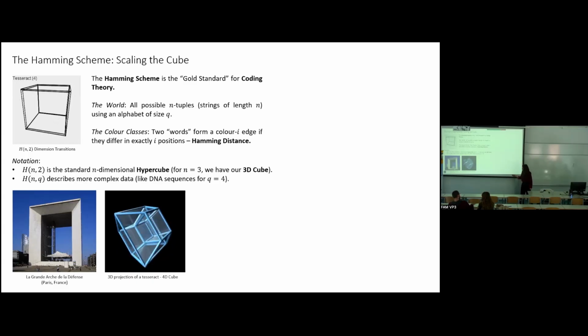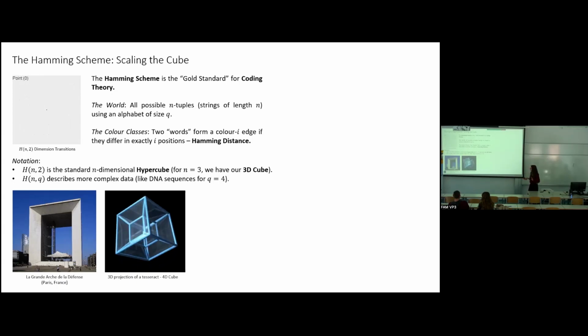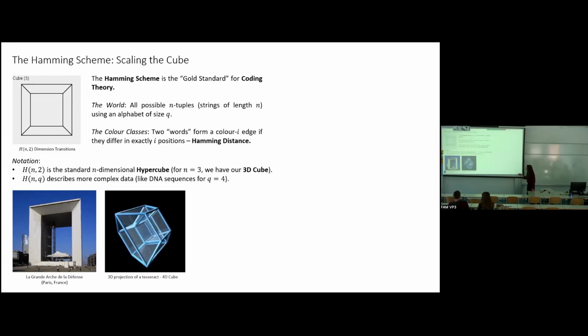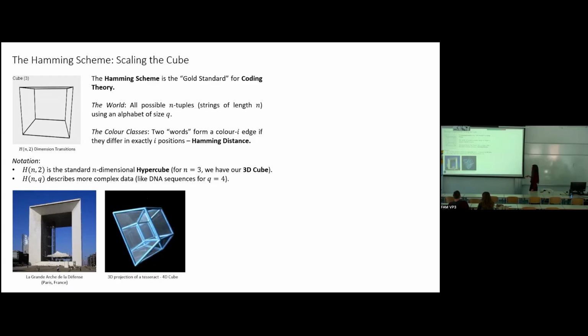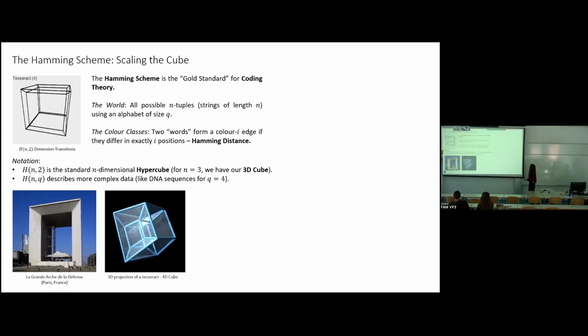This is just a representation of what is called a tesseract, or, easily saying, a 4D cube. Of course, we are not able to see the 4-dimensional space, but this is the 3D projection. And some architects had fun building this, proving that these are nice and we can build them.